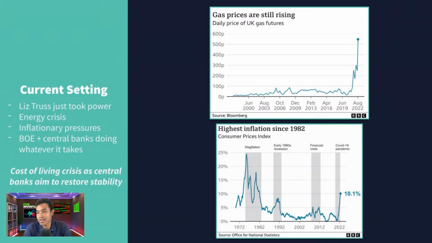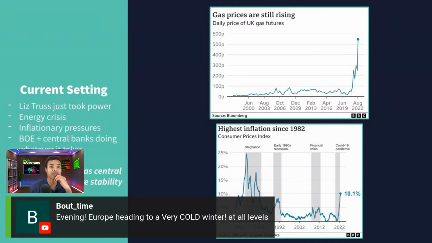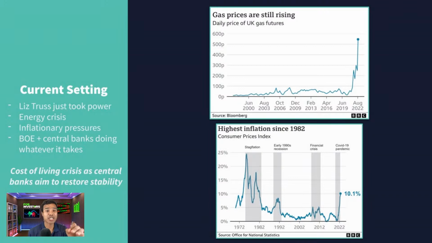You read these stories and anecdotes about people not being able to have their heater on and they're currently freezing. And as was mentioned, it looks like it's going to be a cold winter ahead. So there is an energy crisis, and there are inflationary pressures flowing through. As we know, inflation is a regressive tax, which means it's going to disproportionately affect those on the lowest income scale. So there are cost of living pressures flowing through.